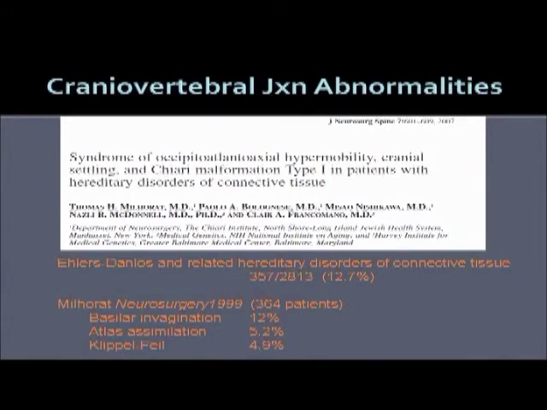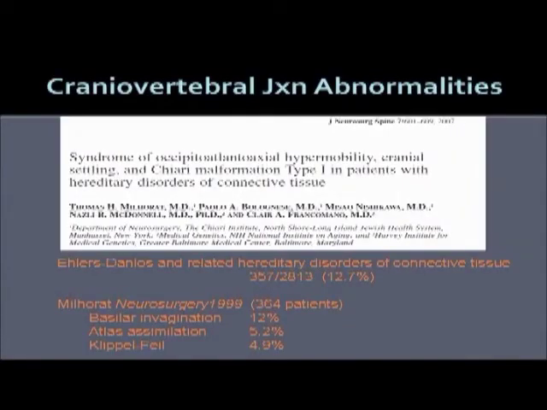And looking at his extensive series of over 2,800 patients, a fair portion of those, over 12%, actually had Ehlers-Danlos or some related hereditary disorder involving connective tissue. And so in those patients, those are the patients who are probably highly prone to occipital cervical instability, and cranial settling, where we get impingement at the foramen magnum.